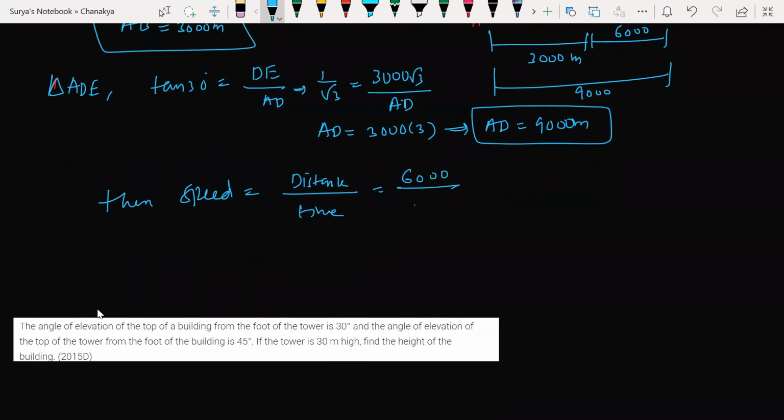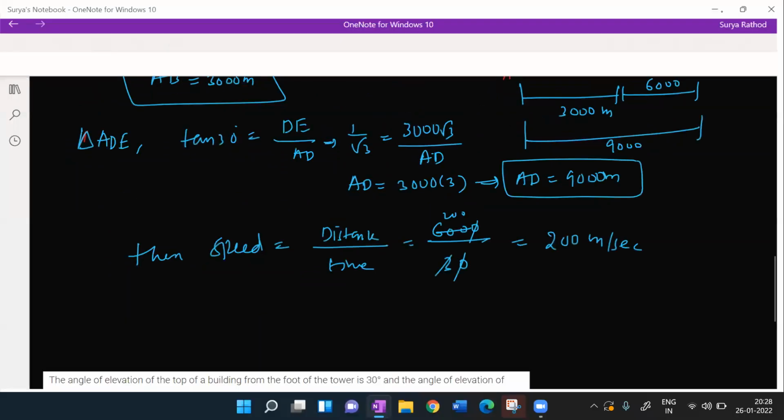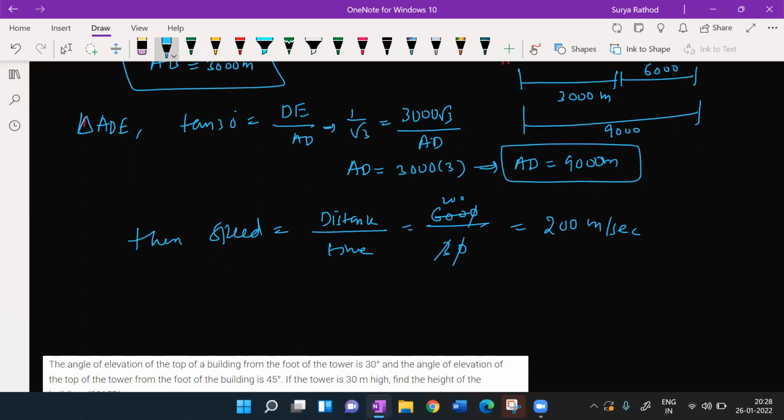So by how much time? 30 seconds. This will get cancelled. So 200, 3 ones, 3 twos, 200 meter per second. I got 200 meter per second. That is my speed. Convert into kilometer per hour.